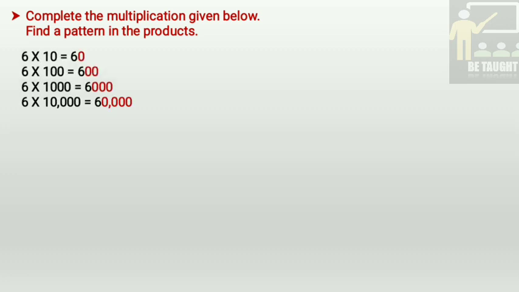Complete the multiplication given below. Find a pattern in the products. If you see over here, 6 tens is 60, 6 hundreds is 600, 6 thousands is 6,000, 6 ten-thousands is 60,000. So the zeros are increasing, if you see the pattern. The pattern in the products is: first it is 1 zero, then 2 zeros, then 3 zeros, and then 4 zeros, and so on it repeats.